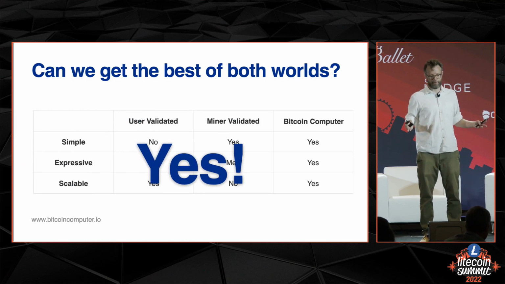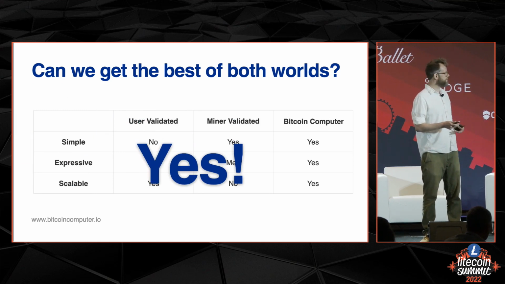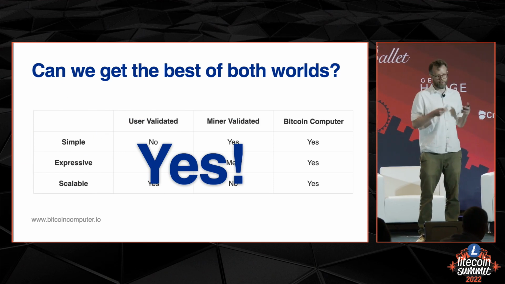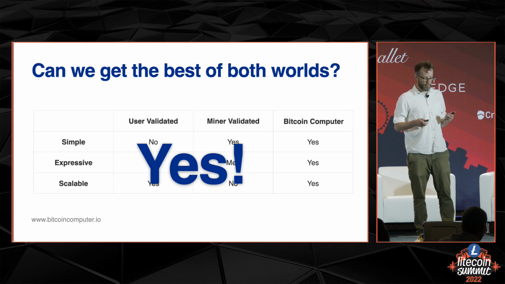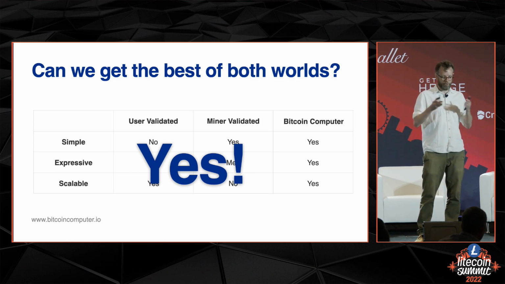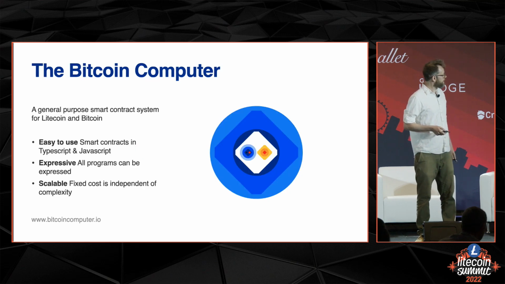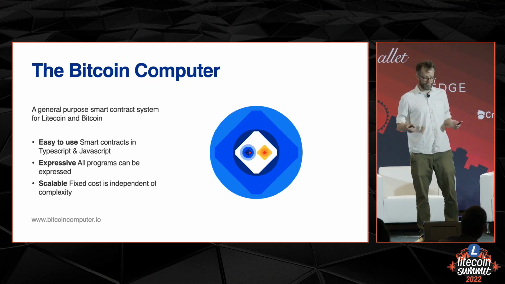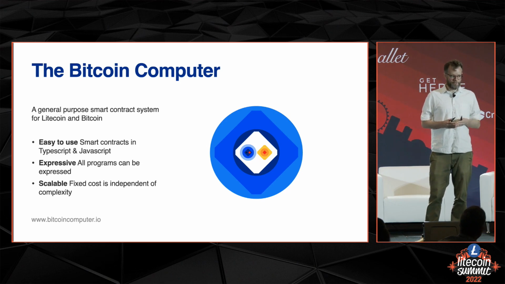And that's what we're presenting here today, our new smart contract system that checks all 3 boxes. They're very simple for the programmer to write. You can actually, not just in theory, run any program as a smart contract, and you can do it at a very low cost. Let me tell you a little about it. It's called the Bitcoin Computer. It's a general smart contract system for Litecoin and Bitcoin. It's very easy to use.